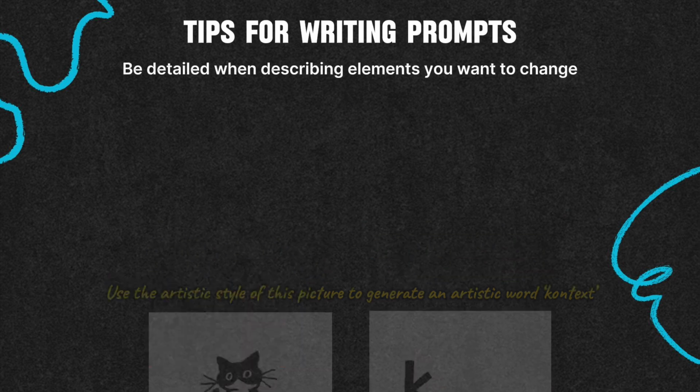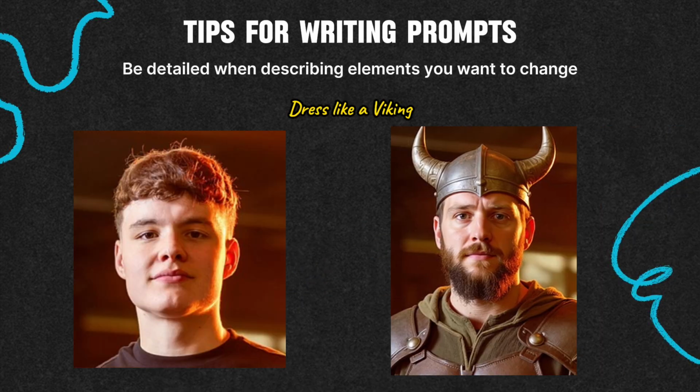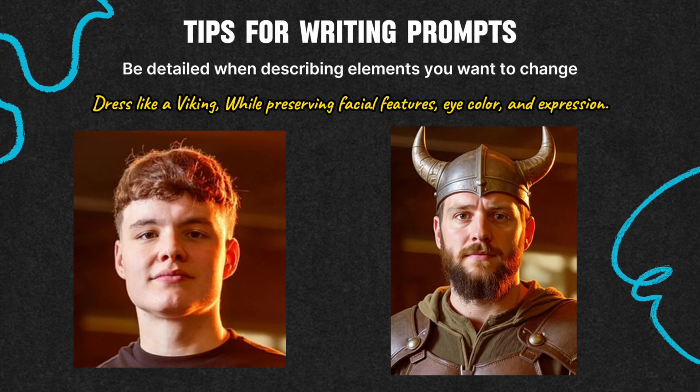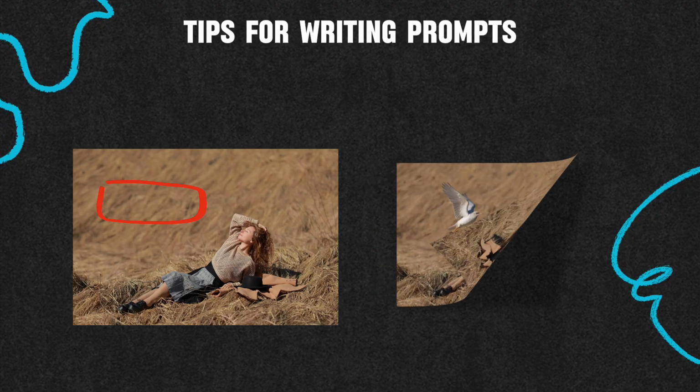But here's a catch: if you just write "dress the man in the picture like a Viking," the result might not relate to the original image at all. In that case, refine your prompt by adding, "while preserving facial features, eye color, and expression," regenerate, and you'll see a huge improvement. What if you want to edit a specific part of the image?